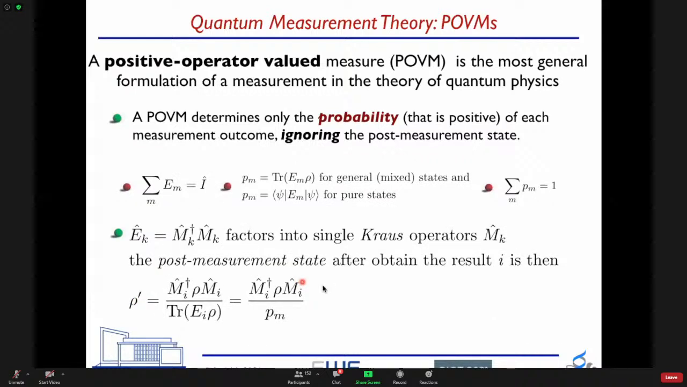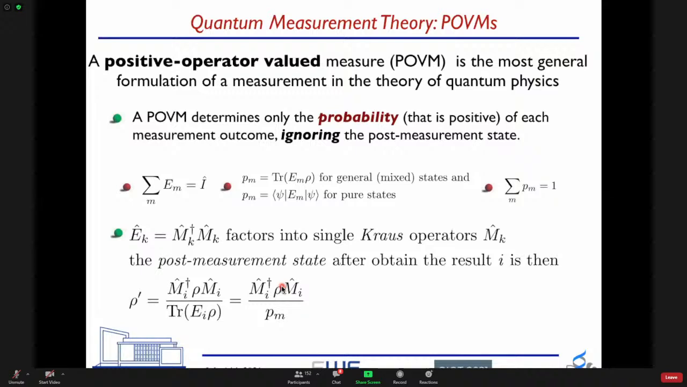So now the question arises, what happens to our quantum system? What is the state after the measurement? Unlike for the projective measurement, the POVM itself does not contain enough information to tell you what the post-measurement state is, because for that you need to decompose the POVM into its Kraus operators, as you can see here. And it's the Kraus operator that defines the post-measurement state.